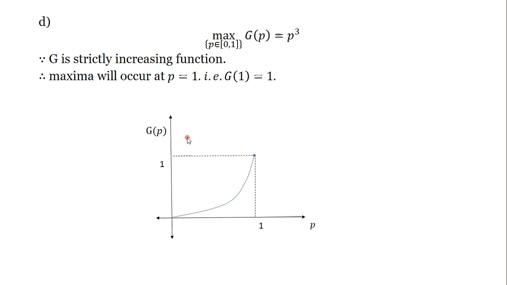Now for the last part, that is part D, we can see that g of p is equal to p cube. What we need to do in this question is find the max. We know that g is a strictly increasing function, so the maximum will occur at the end point. The end point is 1, so we can clearly see that if p is equal to 1, then the function reaches its highest point, that is 1. So g of 1 is 1. Thank you.